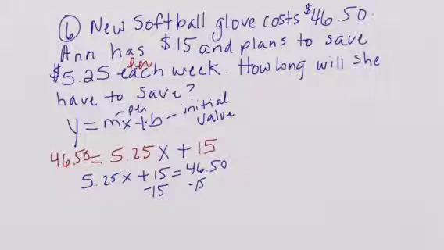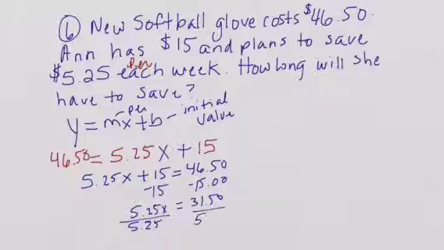Now remember, when you're zero pairing out the 15, that it's really $15. So you need to put in the decimal and the 2 zeros to make sure that you line it up correctly. So 5.25x is equal to 31.50. What math operation is this? It's multiplication. How do I solve it? I'm going to divide both sides by 5.25. So now I have x is equal to 6. So she's going to need to save for 6 weeks.